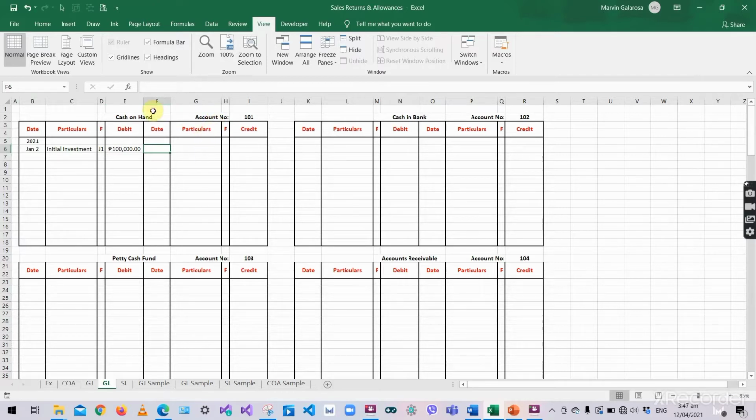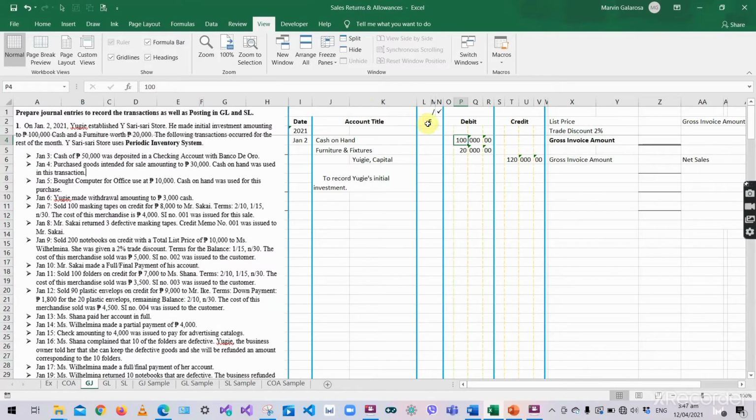Kapag tapos mo nang ipost sa ledger ng cash on hand, balik ka sa general journal, lagay mo yung account number. So, na-post mo siya sa ledger account ng cash on hand. Ang account number doon is 101.